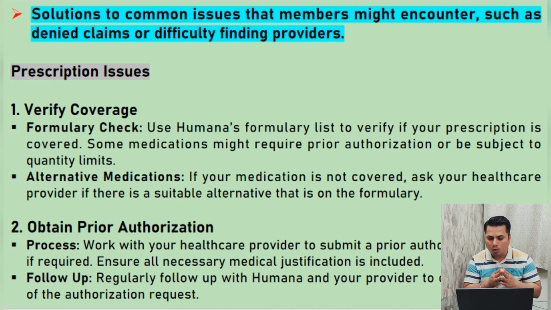Process. Work with your healthcare provider to submit a prior authorization request if required. Ensure all necessary medical justification is included. Follow up. Regularly follow up with Humana and your provider to check the status of the authorization request.